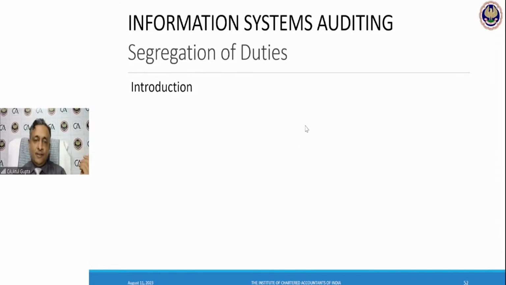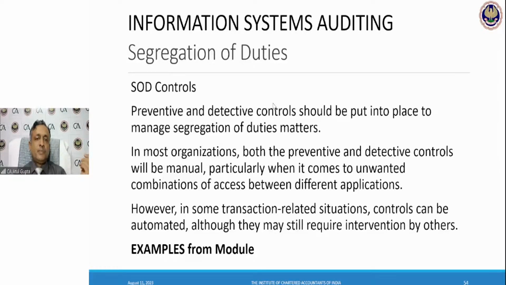Then this is a very important topic, segregation of duty. We have talked a lot on this. Preventive and detective controls should be put in place to manage segregation of duties. In most organizations, both preventive and detective controls will be manual, particularly when it comes to unwanted combinations of access between different applications. However, in some transaction-related situations, controls can be automated, although there may be intervention by others. There are detailed examples in the module. I'll request you to go through them.